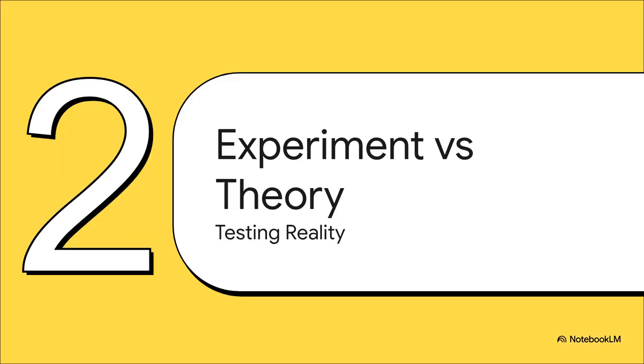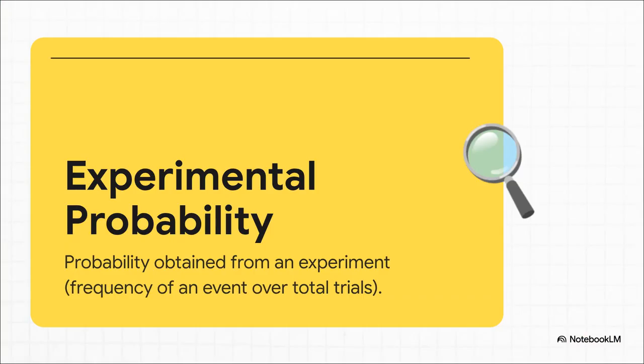It's a sure thing. Moving on to Section 2, Experiment versus Theory, Testing Reality. So, let's define experimental probability. It's exactly what it sounds like. Probability you get directly from conducting an actual experiment. You calculate it by taking the frequency of an event, meaning how many times it actually happened, and dividing it by the total number of trials.